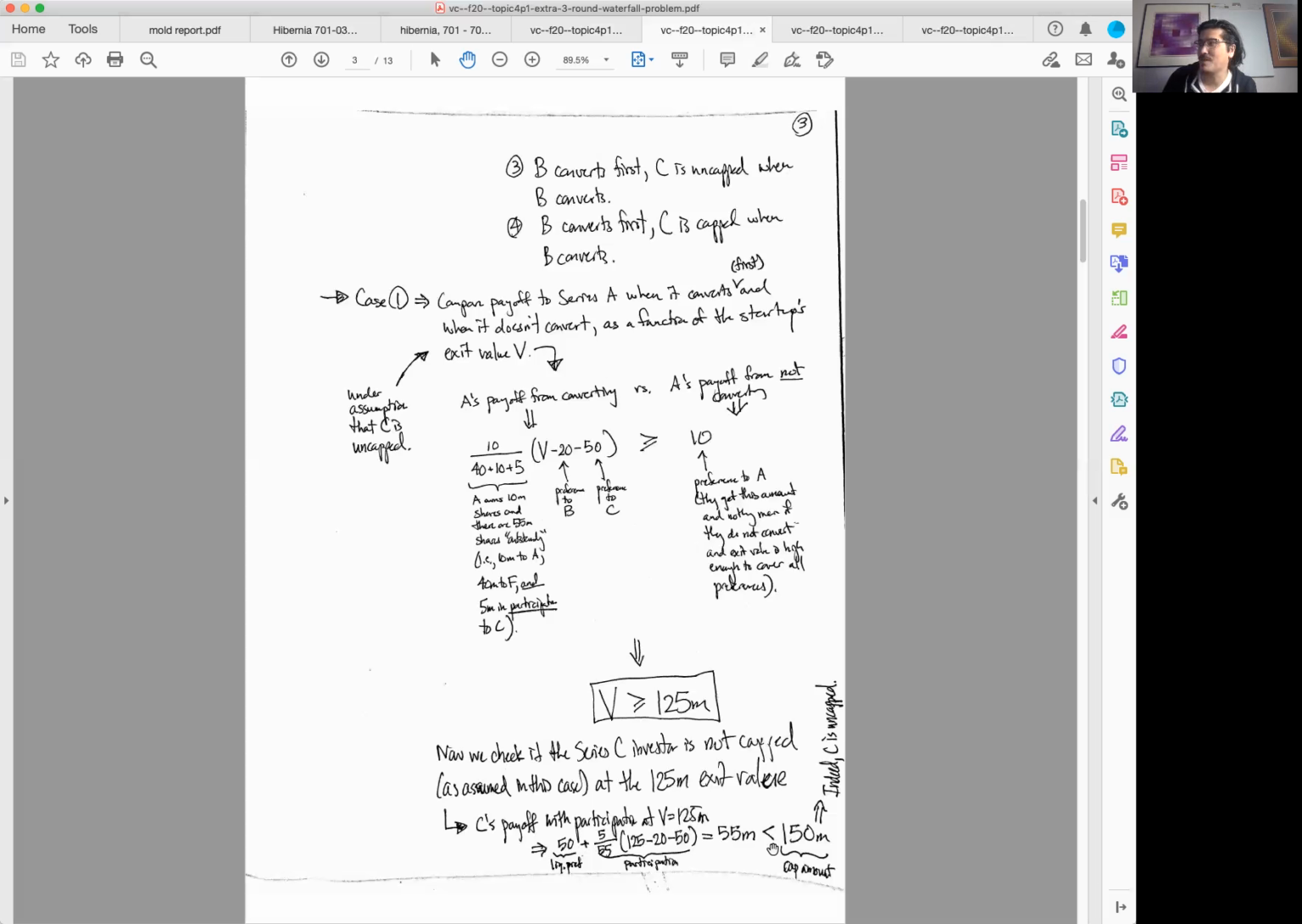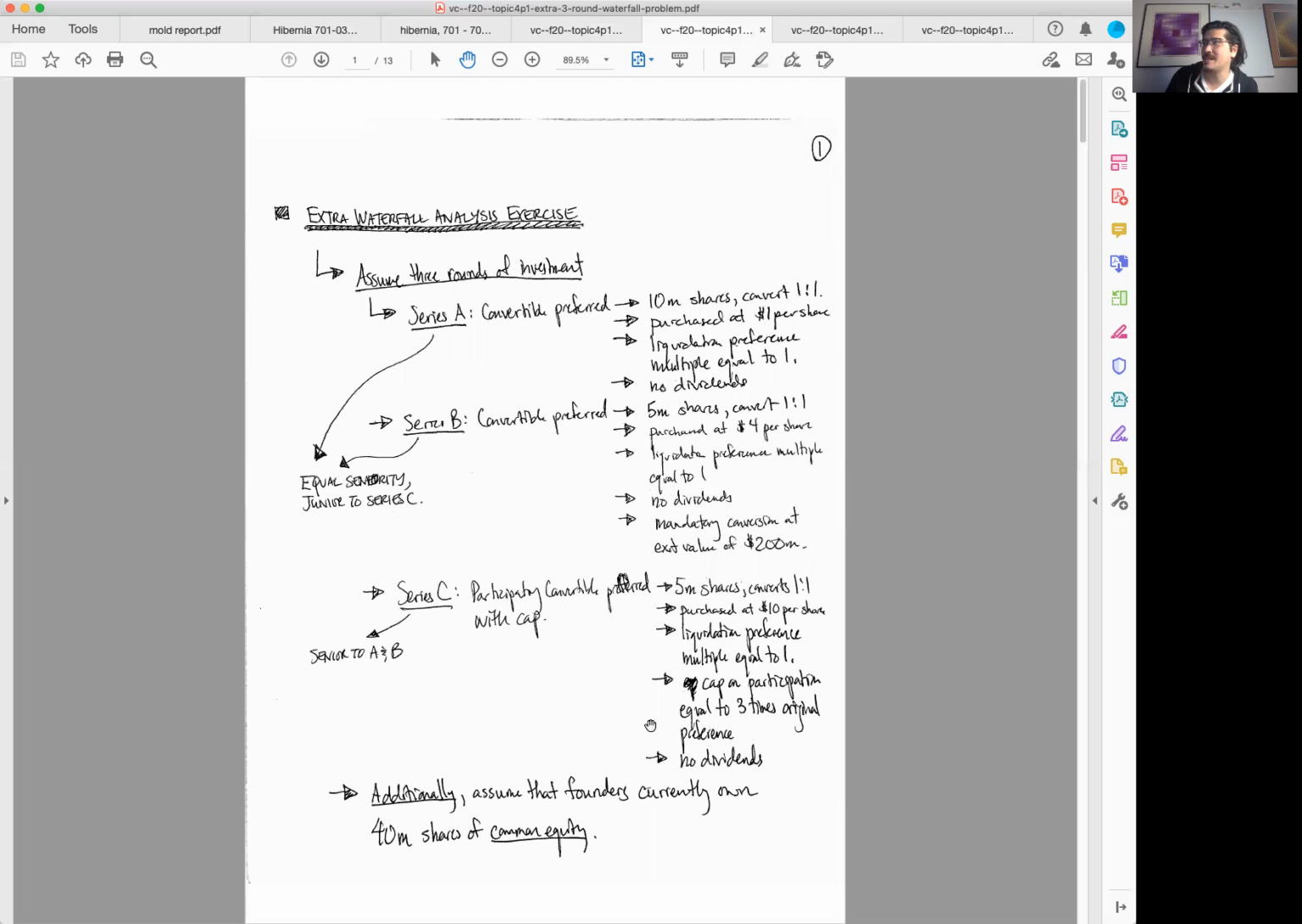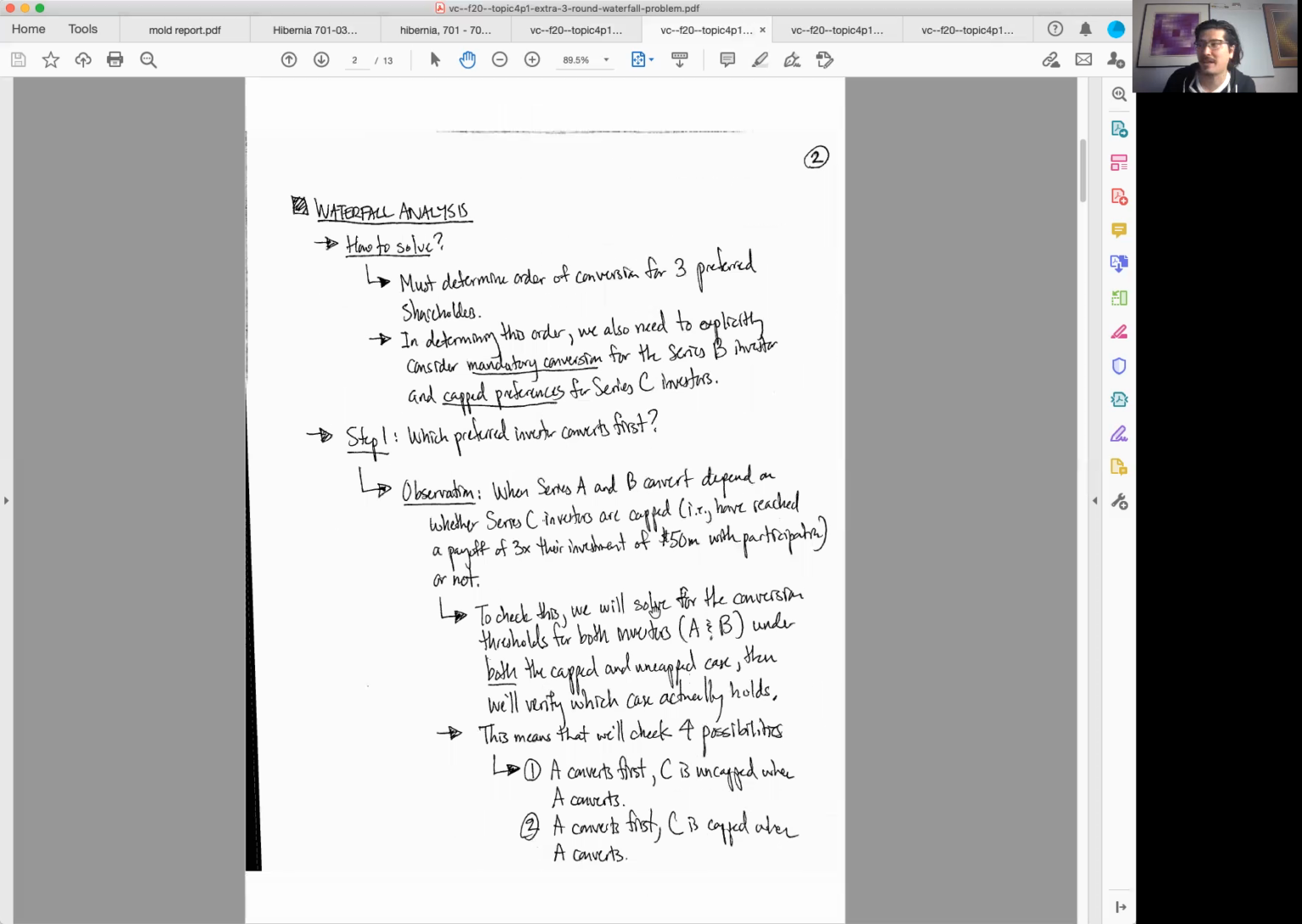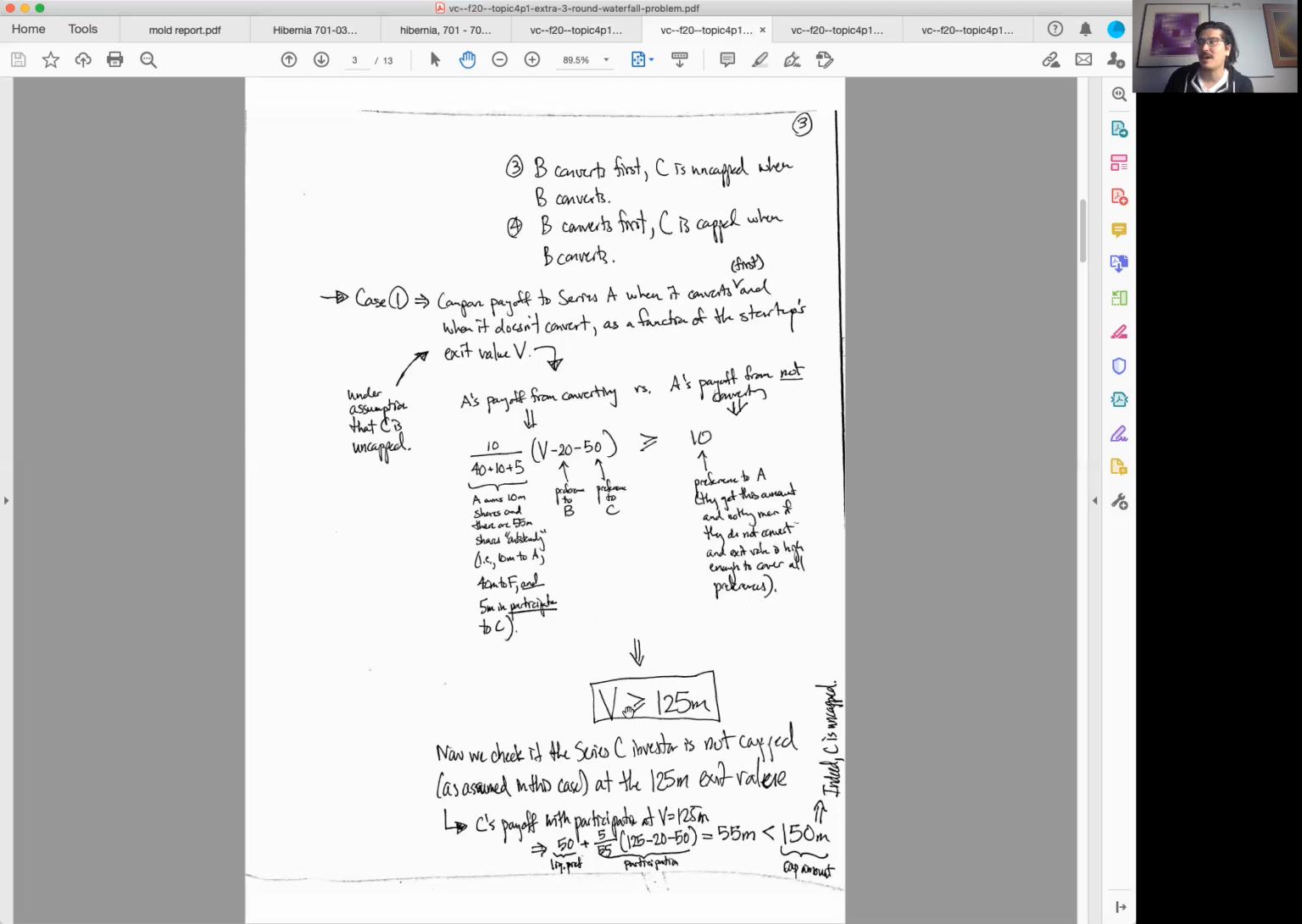Right? Remember, the cap was 150 because they invested 50 million, 5 million times 10, and they get a cap on participation equal to 3 times their original preference or investment. So 3 times 50 million is 150 million. So they don't hit their cap until they're getting 150 million total payoff. So here they've gotten 55 million, so we know they have not hit their cap. Are we correct? Are we okay with this?